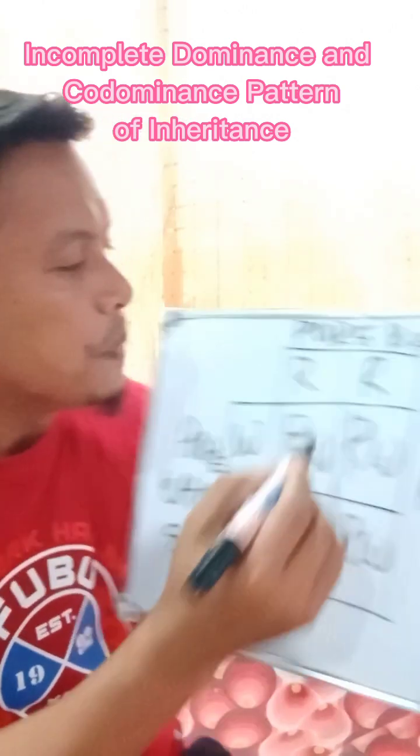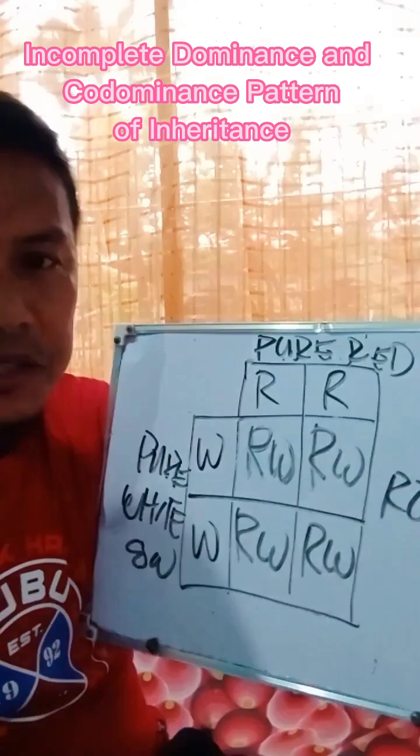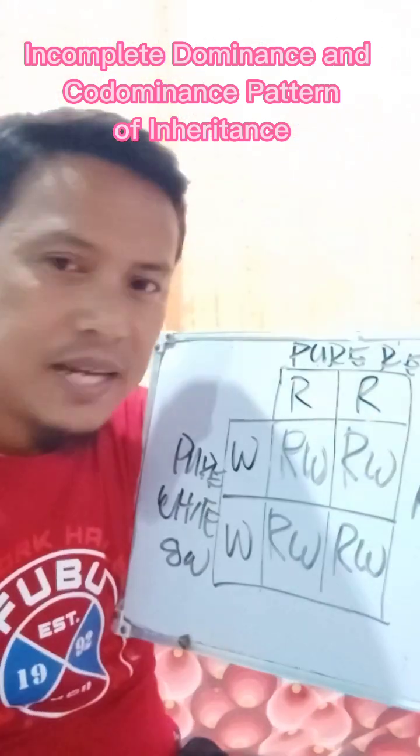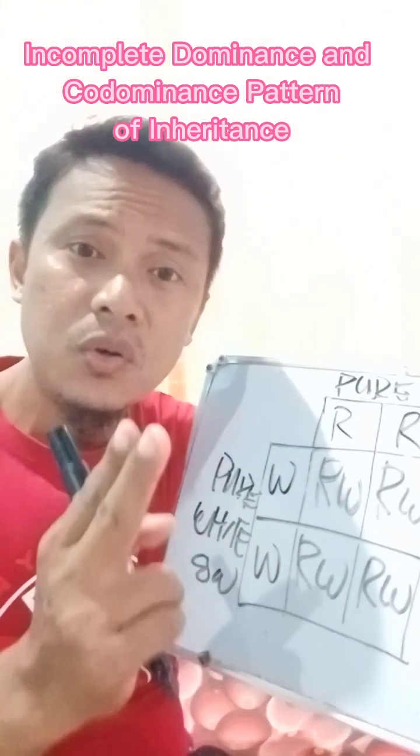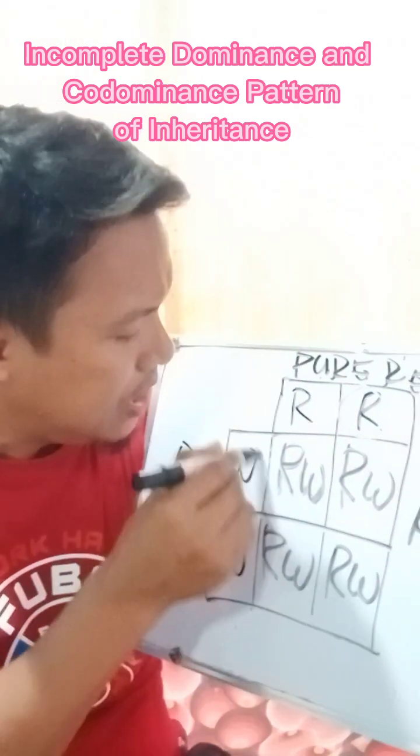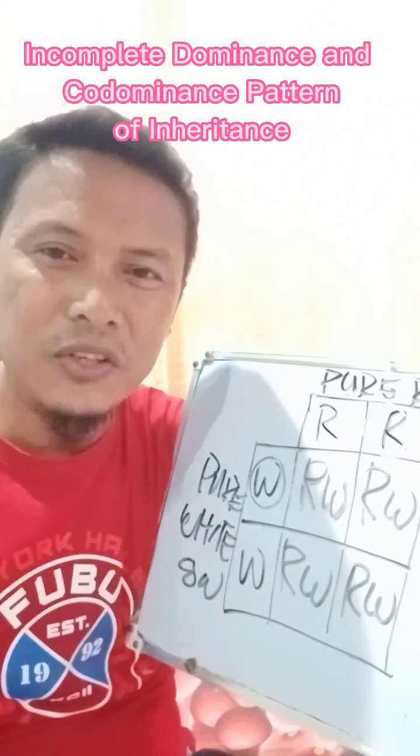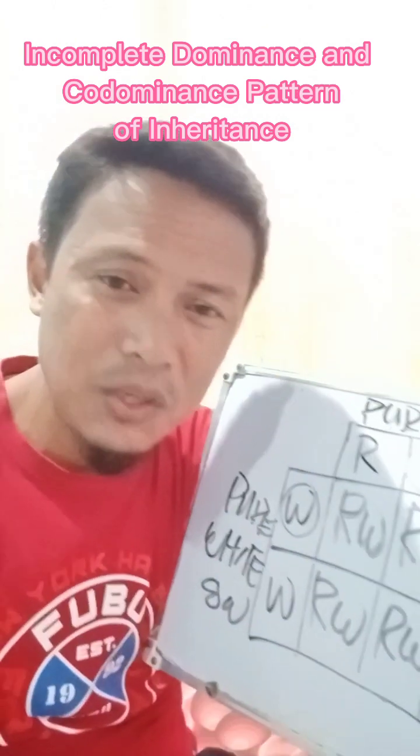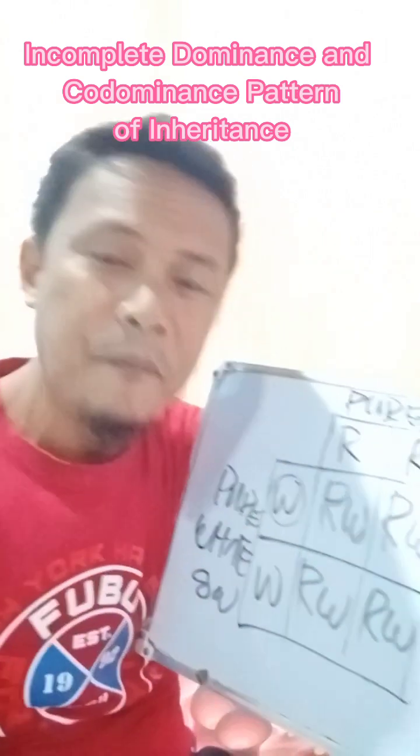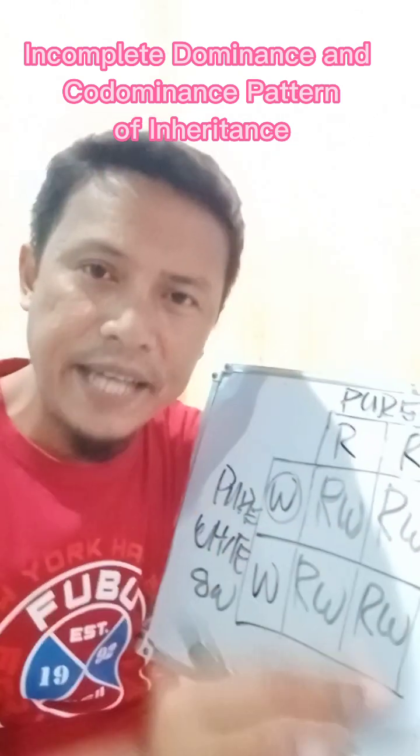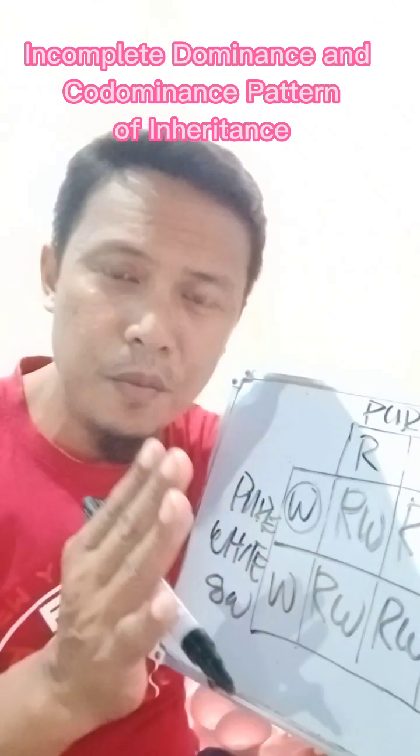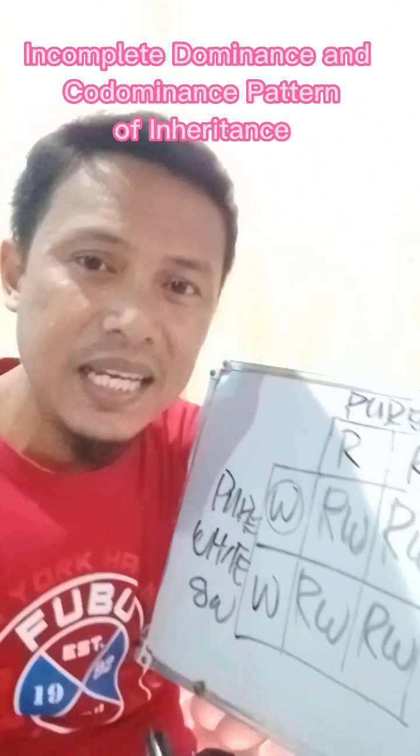Meaning to say, the trait of a pure red bull and the trait of a pure white cow appear on the offspring. Yung pagiging pula at pagiging white, no, ay nandyan sa heterozygote sa offspring. Makikita mo yung kulay pula, and you can also see white color on the skin of the offspring. So that is codominance pattern of inheritance.